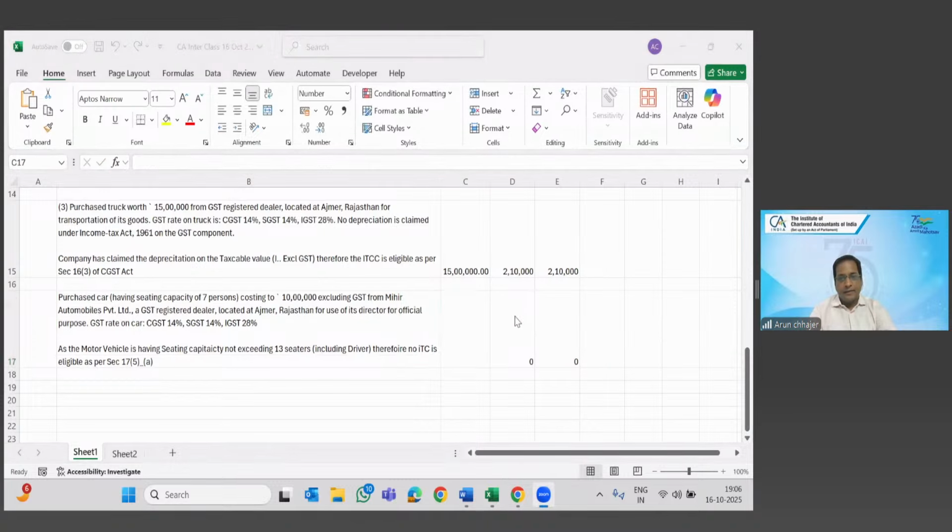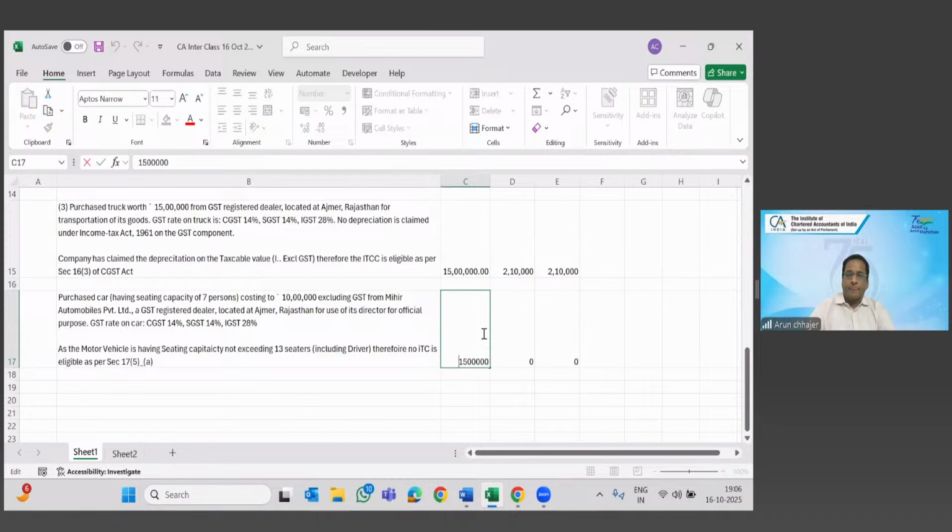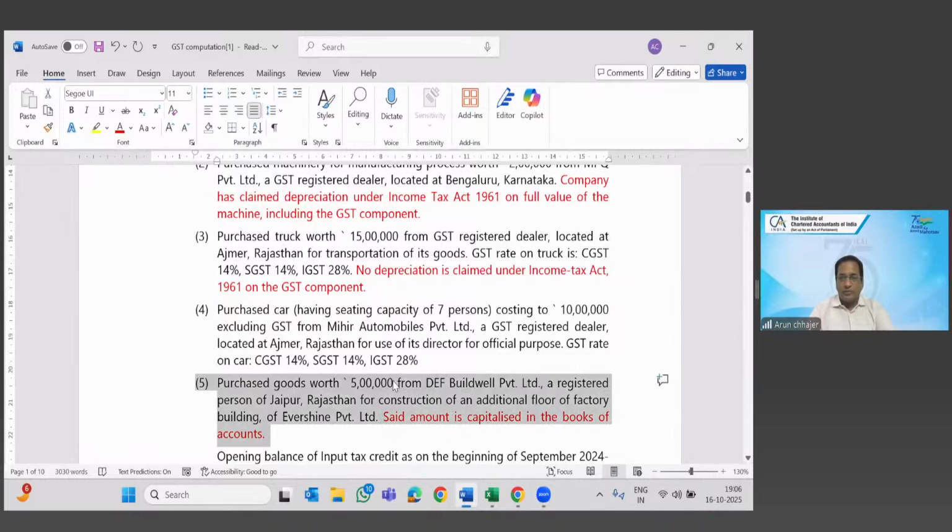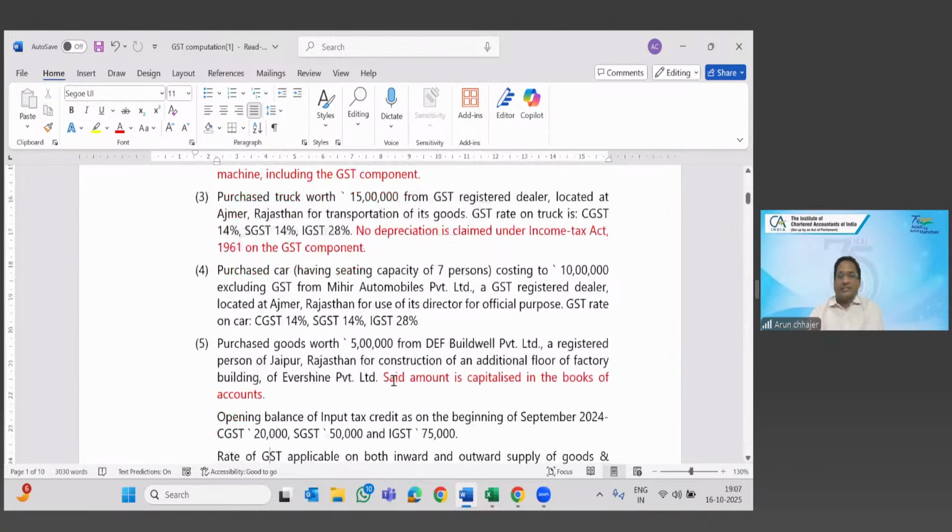How much was the car? The car was 10 lakh rupees. Next part: the purchase of goods worth 5 lakh from DEF Buildwell Private Limited, registered person of Jaipur, for construction of the additional floor of the factory. Said amount is capitalized in the books of accounts. Will the ITC be available or not? Along with reason, tell me the answer.